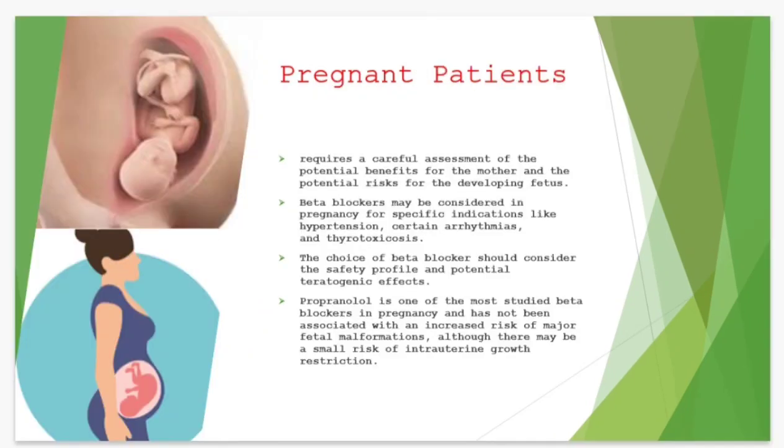The use of beta blockers in pregnant patients requires a careful assessment of the potential benefits for the mother and the potential risks for the developing fetus. Beta blockers may be considered in pregnancy for specific indications like hypertension, certain arrhythmias, and thyrotoxicosis. The choice of beta blockers should consider the safety profile and potential teratogenic effects. Beta blockers are generally classified as Category C drugs in pregnancy with limited human data available.